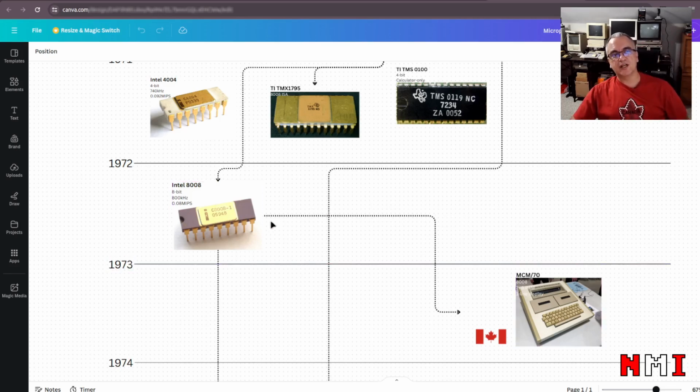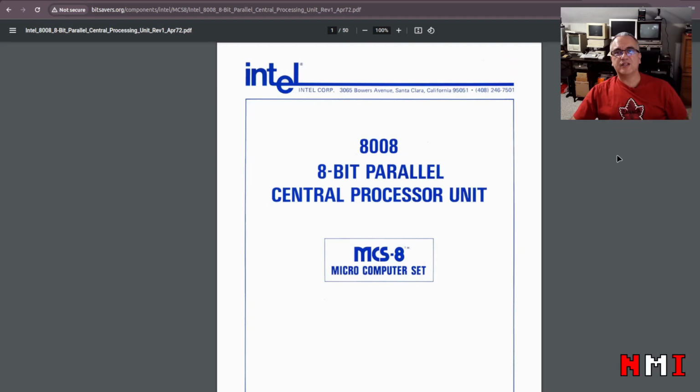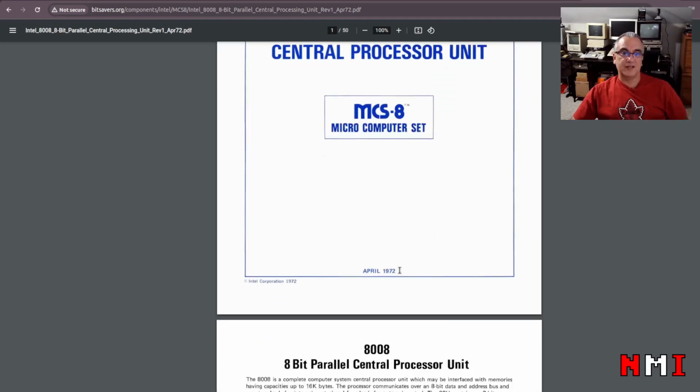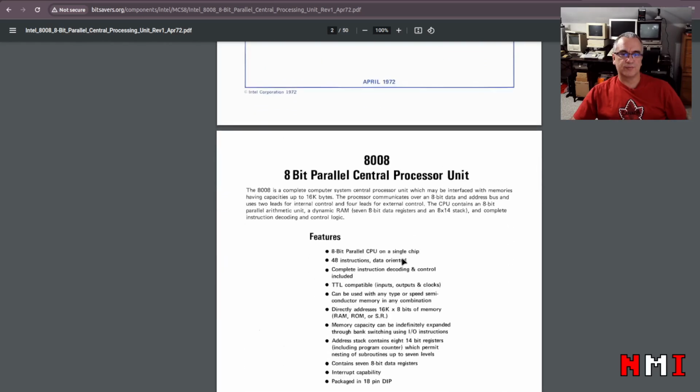Let's have a look at some details on the Intel 8008, because as you can see here, that is a very small microprocessor, and it's very, very interesting, and I think it's worth looking into. Here we have the datasheet of the Intel 8008, dated 1972.